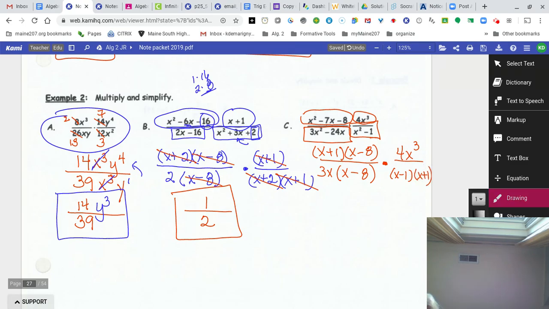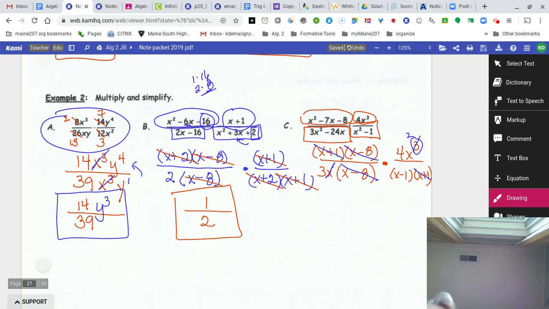Now, any numerator with any denominator, I'm going to cancel out. Okay. X plus 1, we'll take this x plus 1. X minus 8, we'll take this x minus 8. And then I have a 4 and a 3. Okay, they don't match. I don't have another x minus 1 at the top. But I do have an x to the first and an x to the third. So I have 3 x's on top and 1 on bottom. So I can take this one out. I just have to take this one down 1 power.